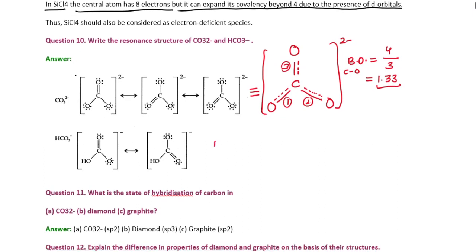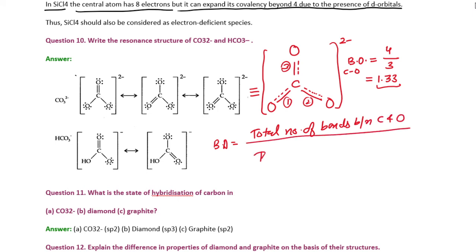What did I say? Bond order is equal to total number of bonds between carbon and oxygen divided by total number of positions occupied by bonds. Okay, now HCO3 1 negative.